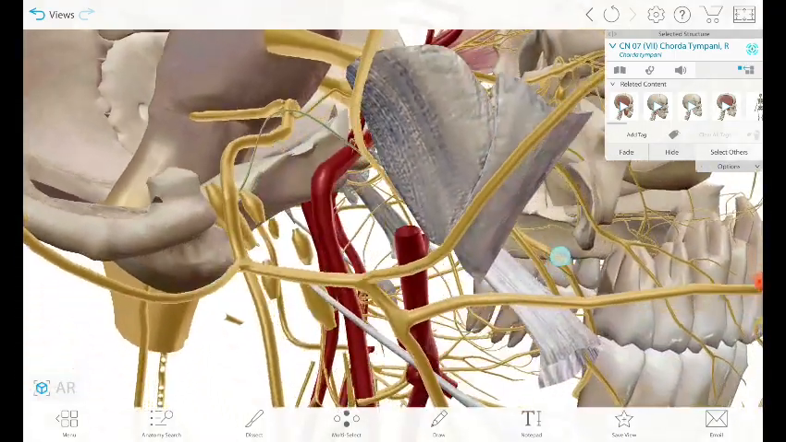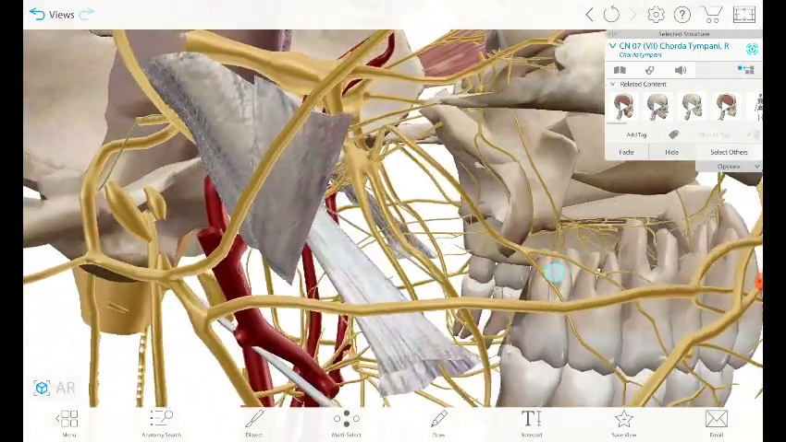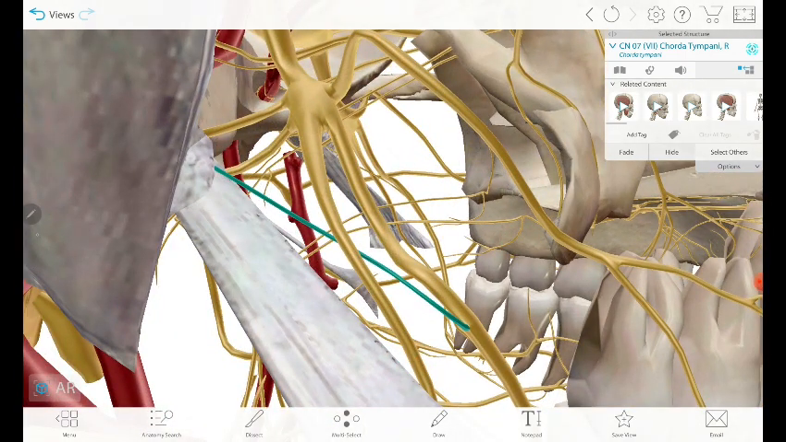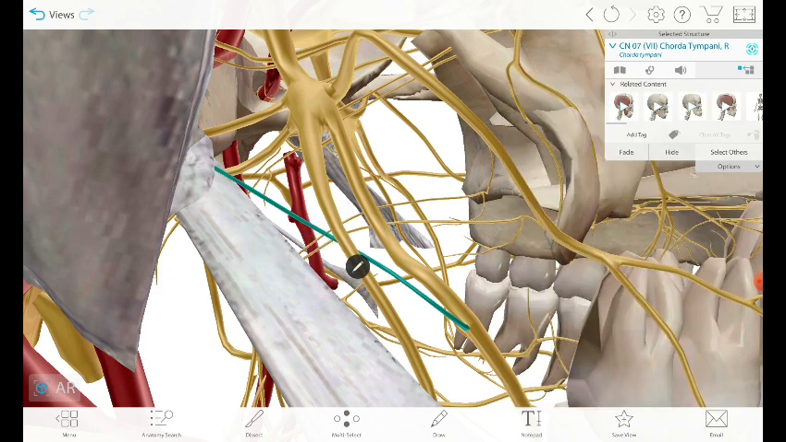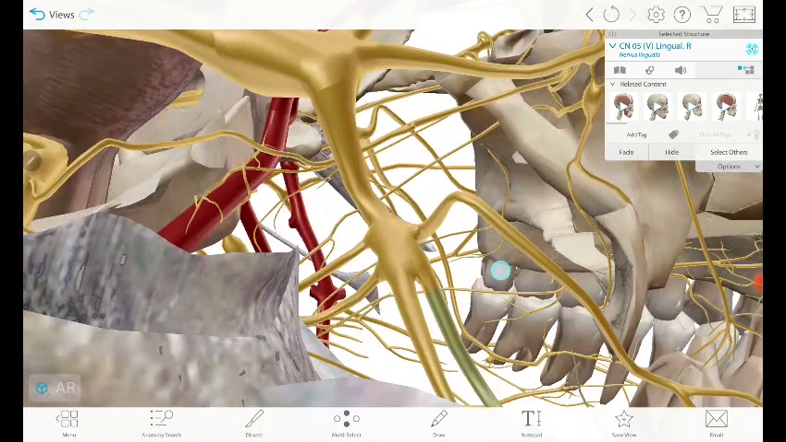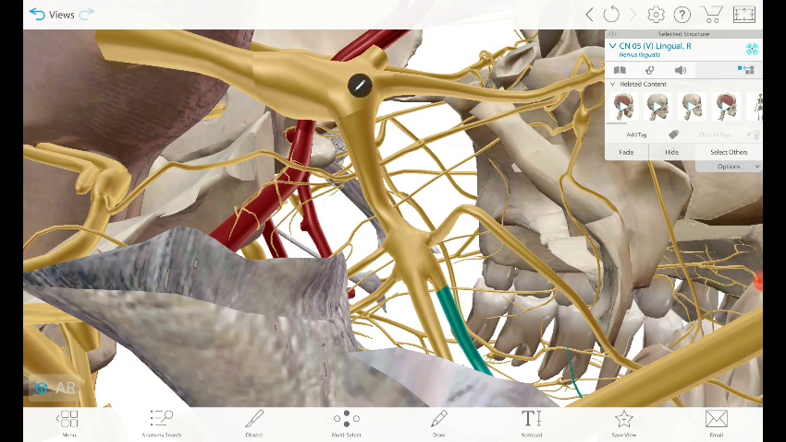Now we can see that the chorda tympani nerve descends inferiorly, and it is coming to join this nerve over here. So this nerve is the lingual nerve, and the lingual nerve is a branch of the inferior division of mandibular nerve. So if we rotate the model, we can see that this was the maxillary nerve and this was the mandibular nerve, and the inferior division of the mandibular nerve gives off this lingual nerve.